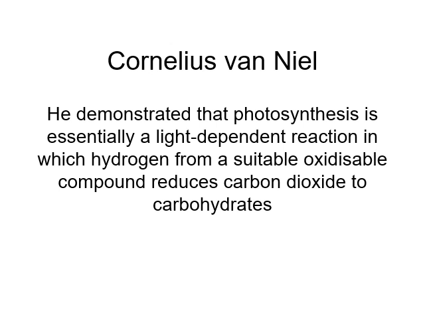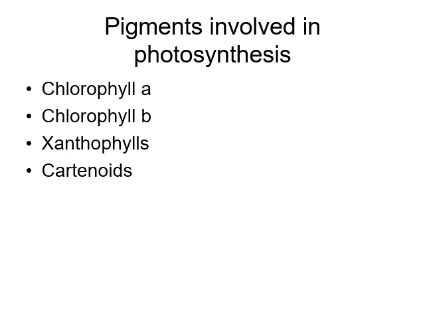Cornelius van Niel demonstrated that photosynthesis is essentially a light-dependent reaction in which hydrogen from a suitable oxidizable compound reduces carbon dioxide to carbohydrates. Photosynthesis requires a lot of pigments which trap solar energy. Major pigments involved in photosynthesis are chlorophyll A, chlorophyll B, xanthophylls, and carotenoids.